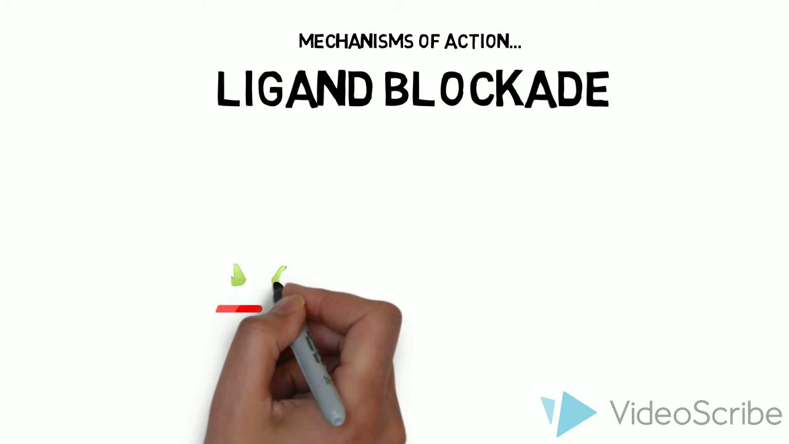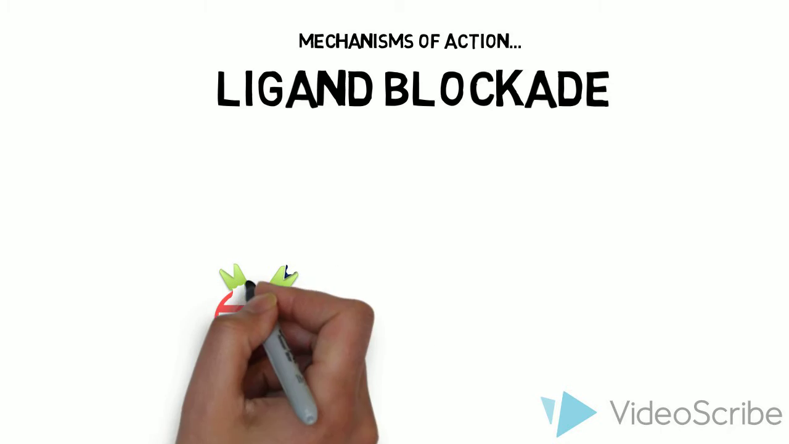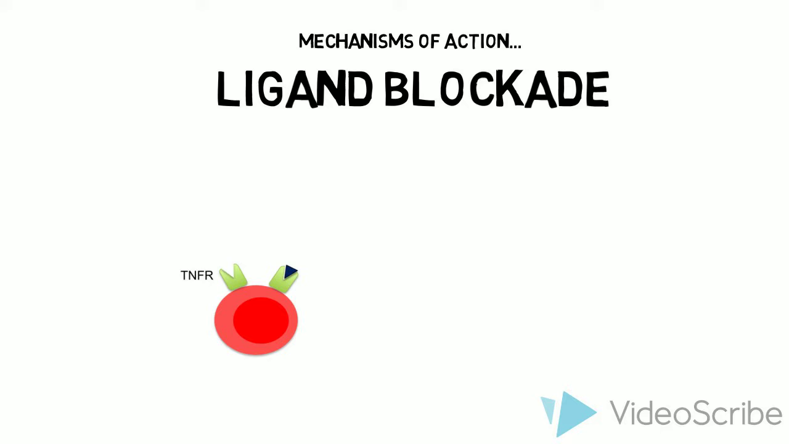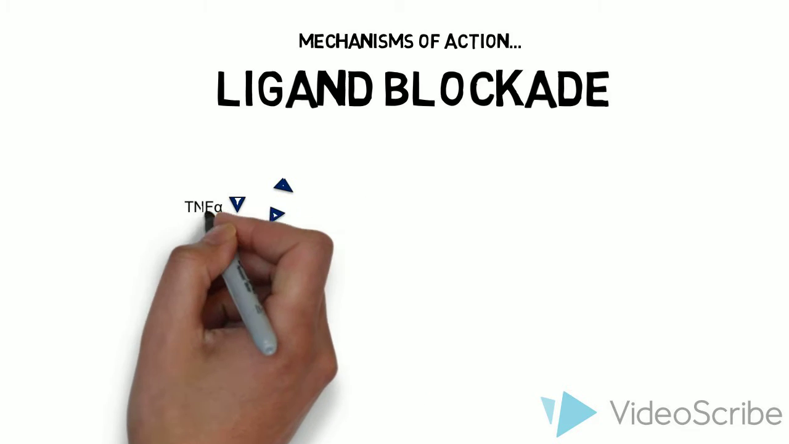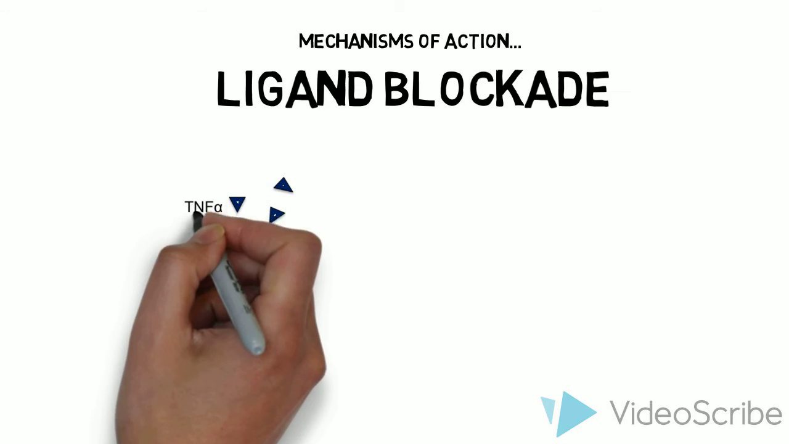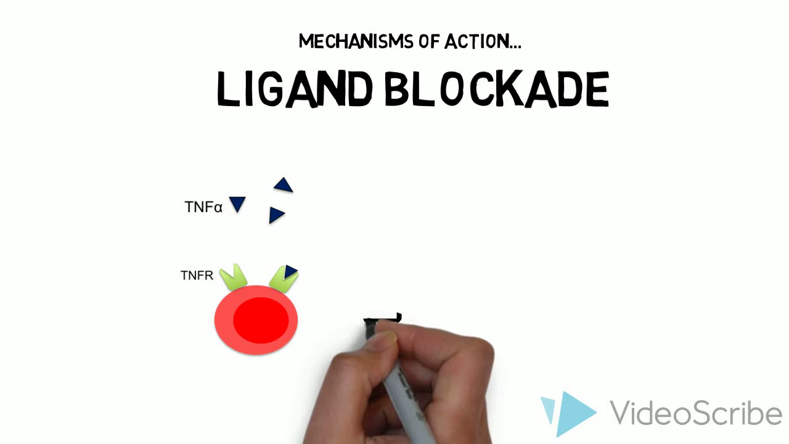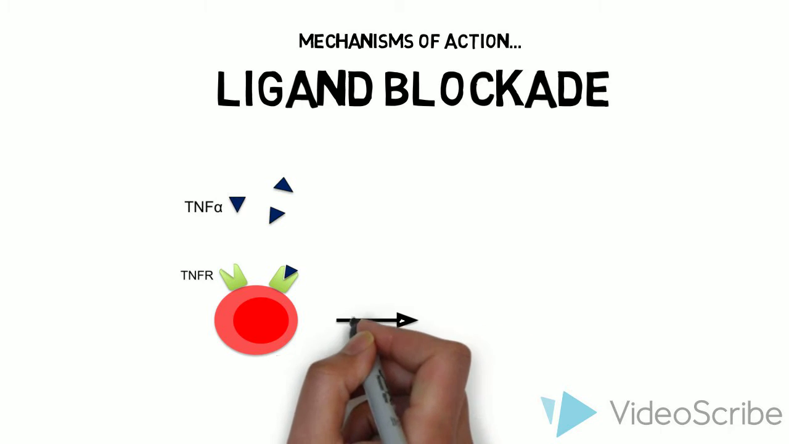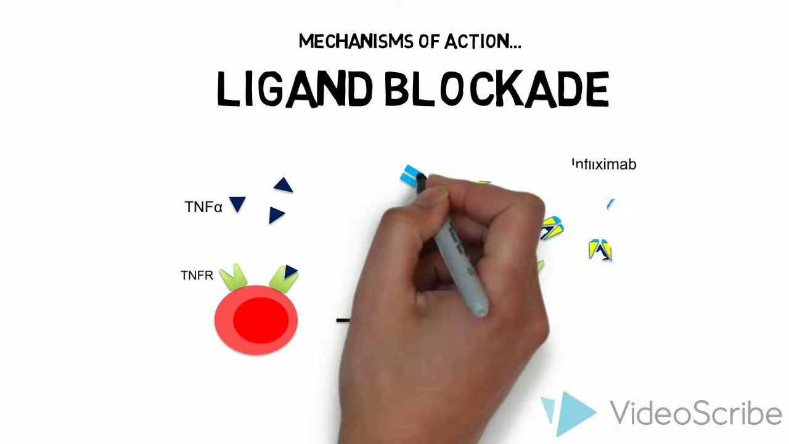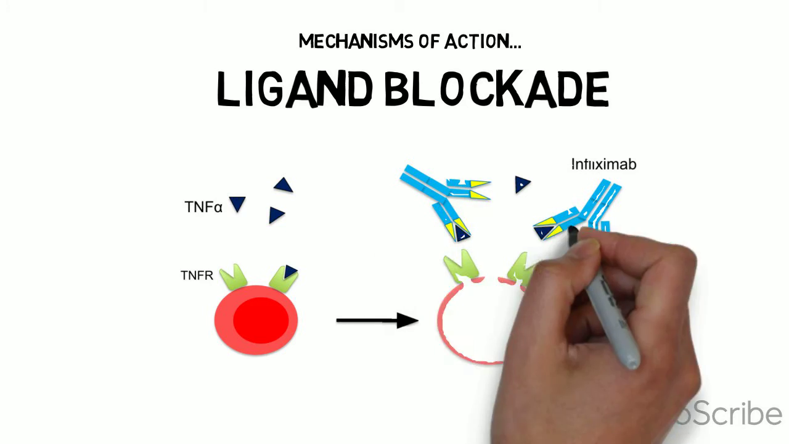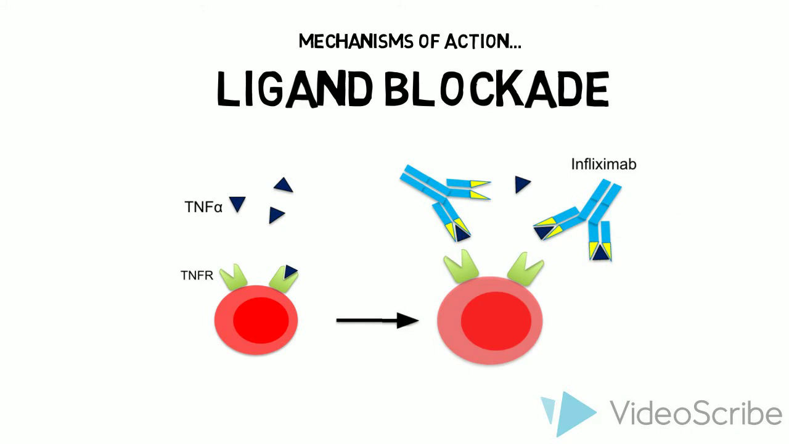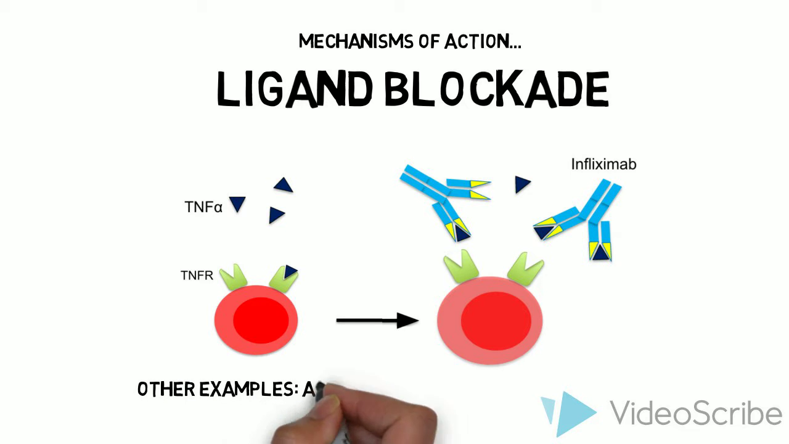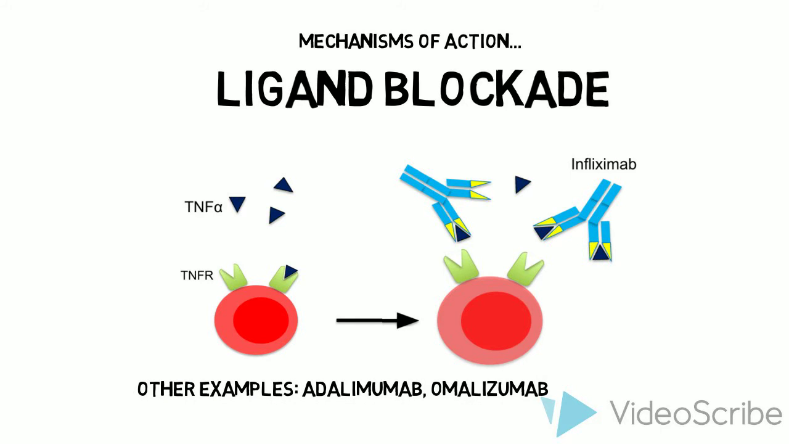Ligand blockade occurs when antibodies bind to a ligand, preventing the interaction with its receptor. Infliximab and adalimumab bind to soluble and receptor-bound TNF-alpha. They are used in the treatment of Crohn's disease and rheumatoid arthritis. Omalizumab binds free IgE, preventing IgE-induced mast cell degranulation in severe allergic asthma.